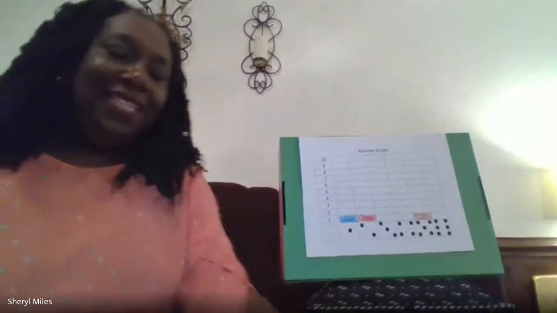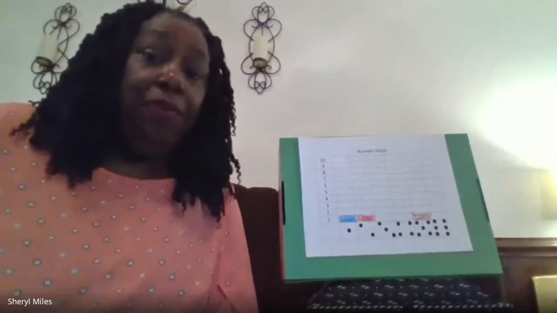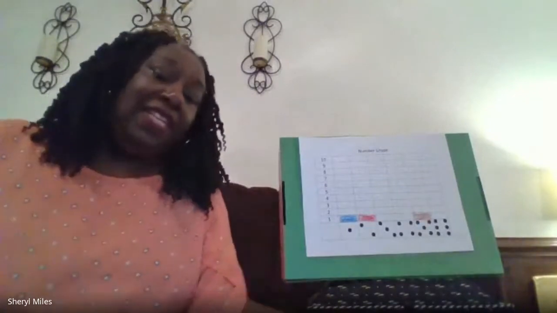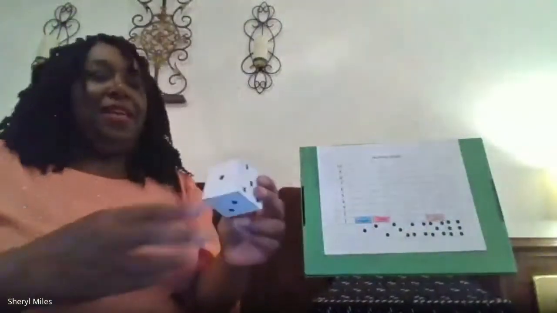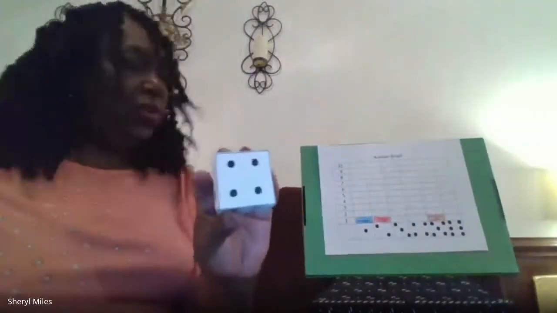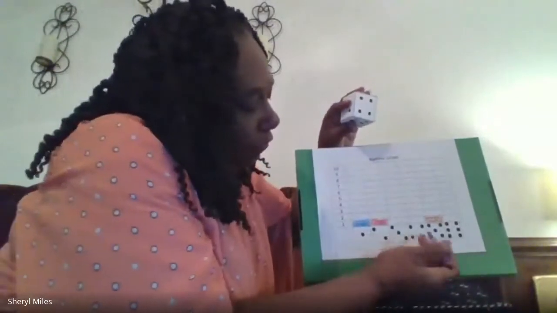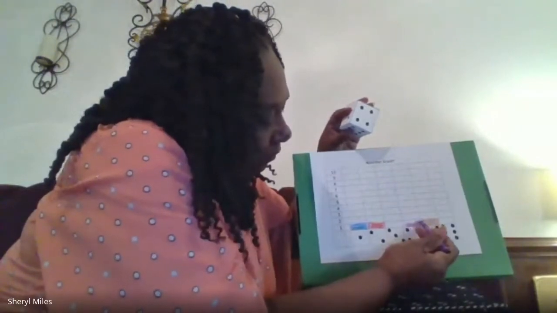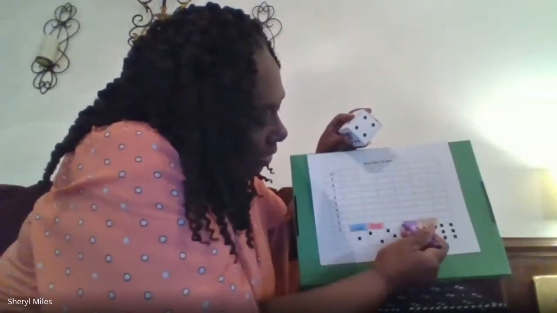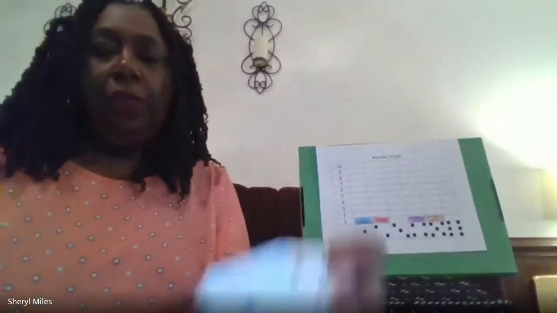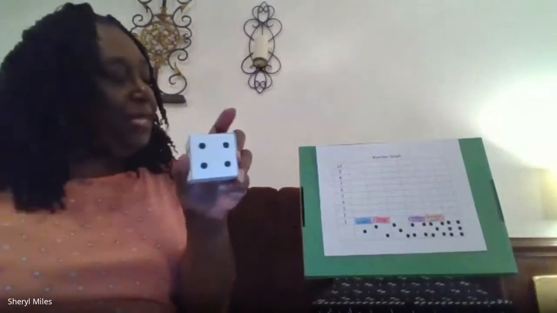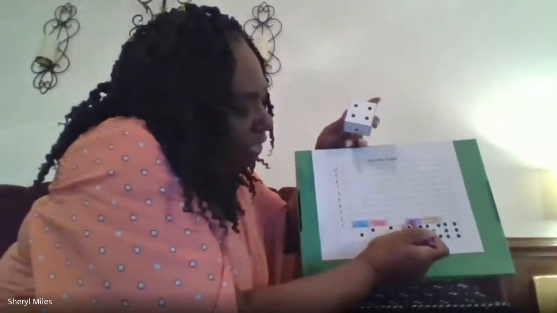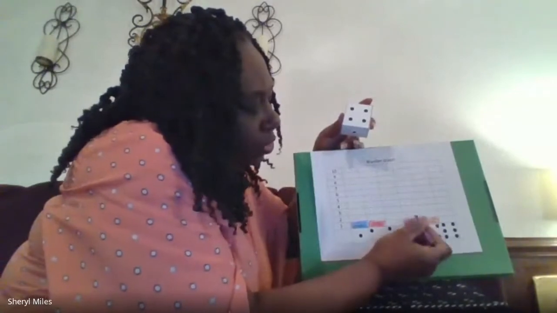Oh, this time, boys and girls, the number 4 came up. I got to get the die. The number 4 came up. So I'm gonna go 1, 2, 3, 4. 4 came up 1 time. Okay, I'm gonna roll the die again. Look, the number 4 came up again. So number 4 came up 2 times. So I'm gonna color in 2 squares. 1, 2.